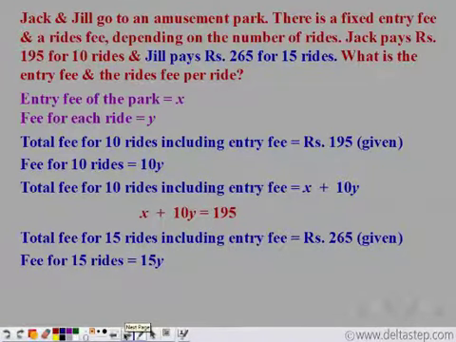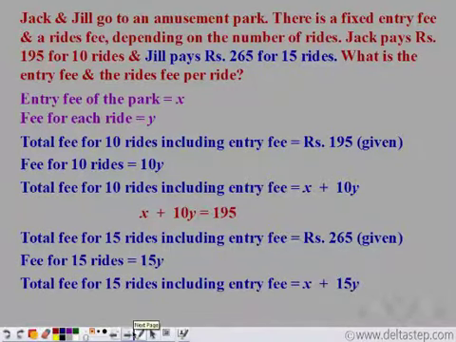Now in addition to this, Jill also has to pay an entry fee of x. So Jill enters the amusement park by paying this entry fee of x and then takes 15 rides by paying this fee of 15y. So this is the total amount paid by Jill, x plus 15y, and this should be equal to rupees 265, which is given to us. So x plus 15y should be equal to rupees 265.